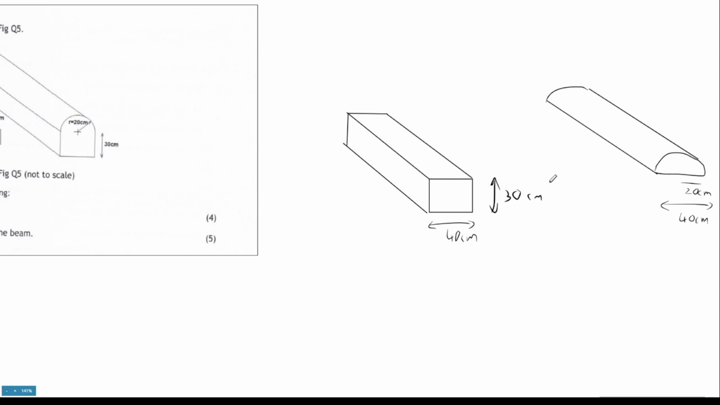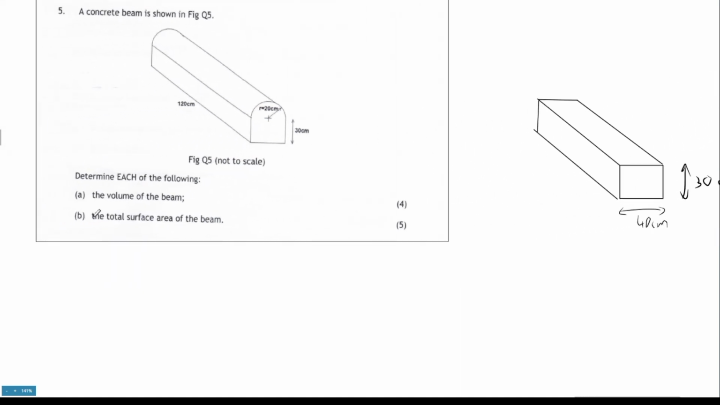I just forgot to check the actual question. Are we meant to be working in centimeters or cubic meters? It doesn't say, it just says volume of the beam. We can do it in anything, so we might as well do it all in centimeters, no point in messing around. And then the last thing is to write down 120 centimeters on the length.